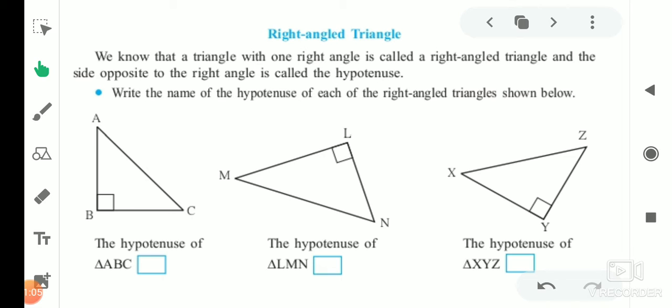And you should know the side opposite to the right angle. Here the side opposite to angle B is AC, so AC is the hypotenuse. Here the side opposite to the right angle is MN, so MN is the hypotenuse. Here XZ is the hypotenuse, which is opposite to angle Y, that is of 90 degree.